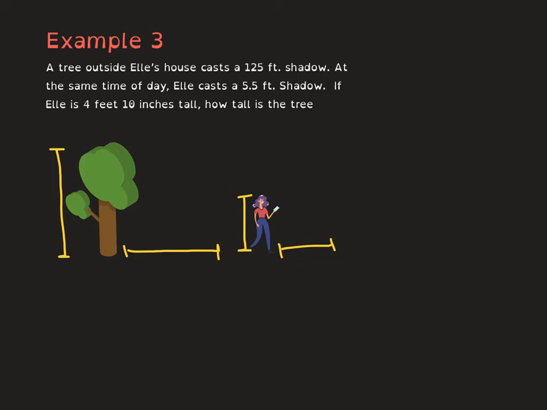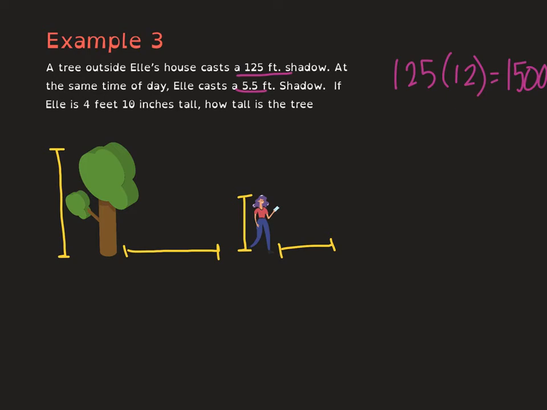So let's start with the very first one, 125 feet. That's the shadow of the tree. And we know there's 12 inches in a foot. So 125 multiplied by 12 gives us 1,500.